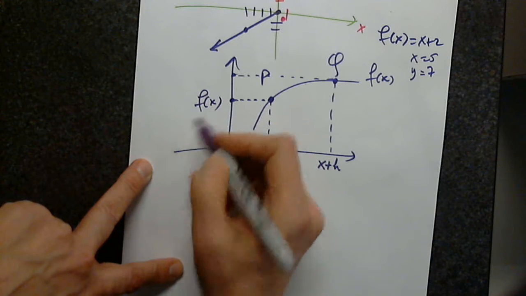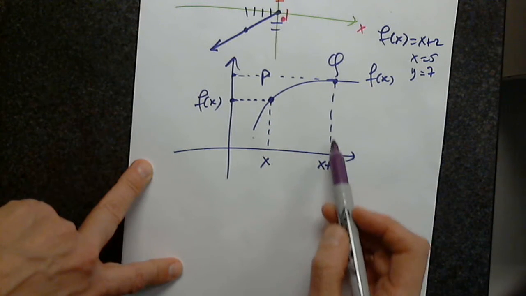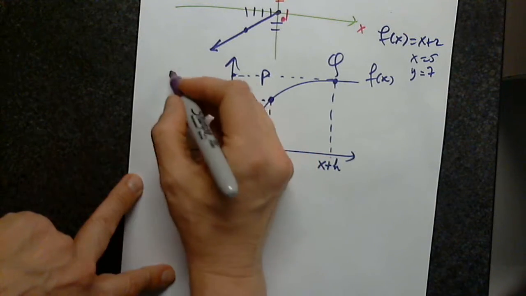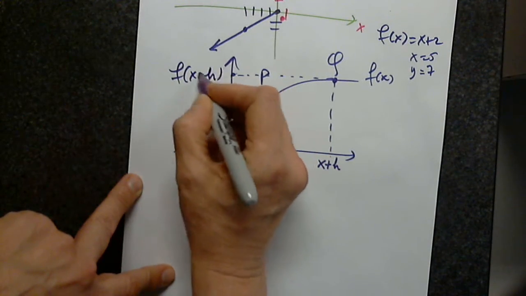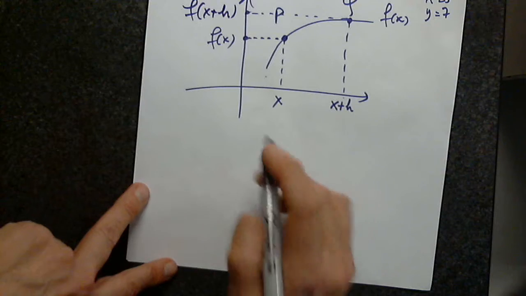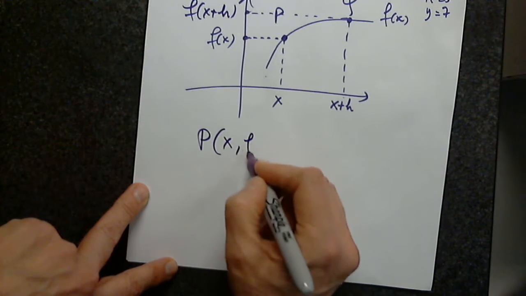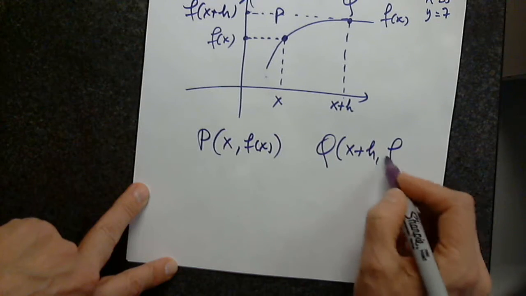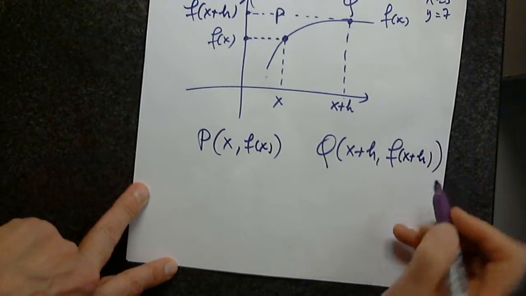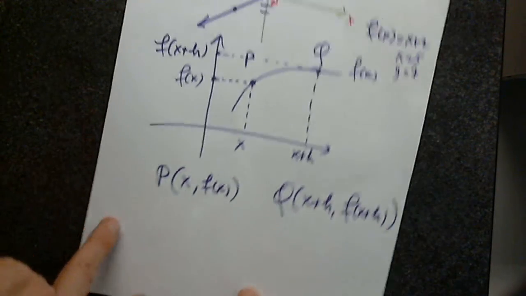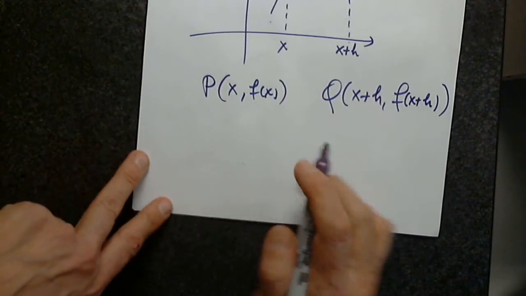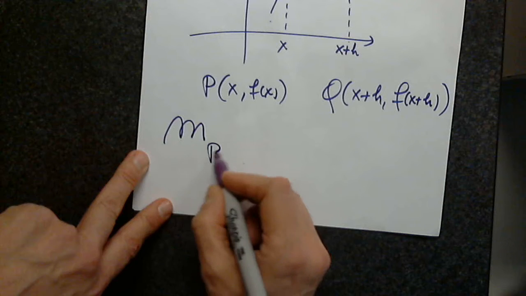Good. So then if this is x, then what is this? F of x. If this is x plus h, what will this be? Exactly. F of x plus h. Good. So we have 2 points. Point P, x comma f of x. Point Q, x plus h comma the value at that point. So now we are going to connect these 2 points. And I would like you to give me the slope of the line PQ.